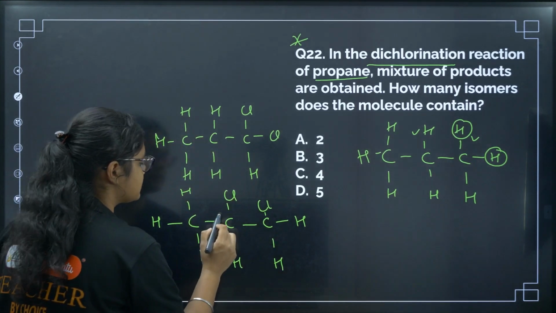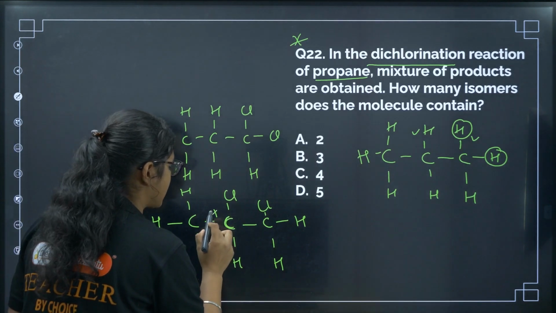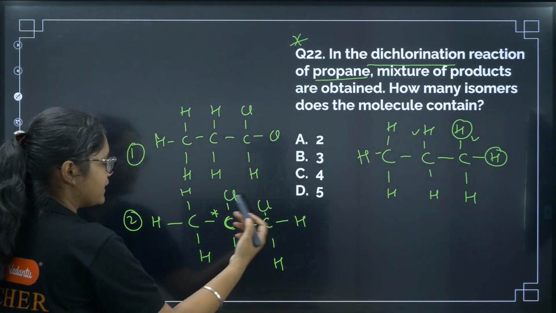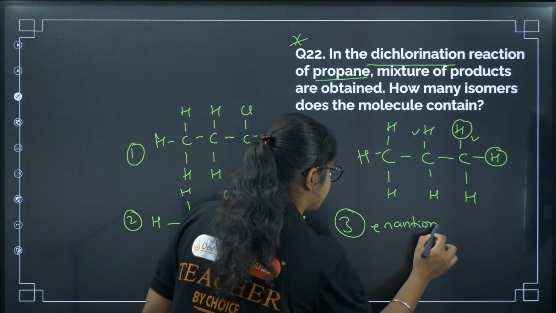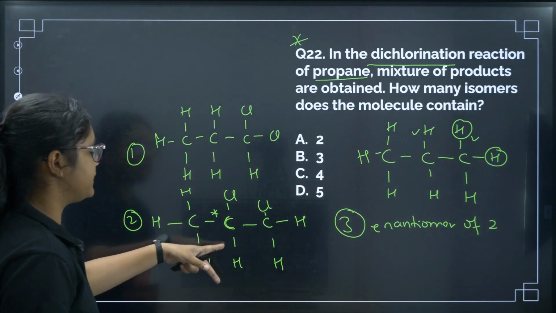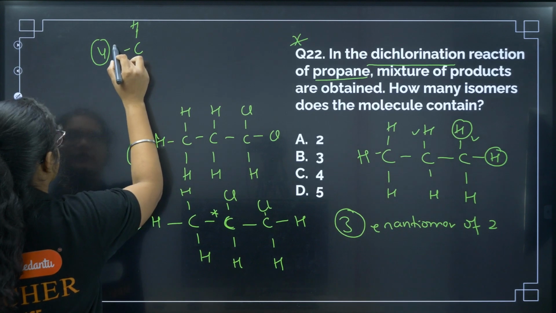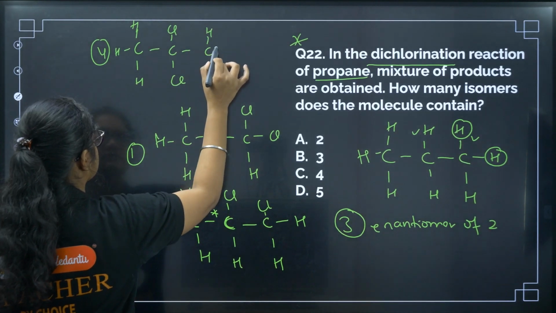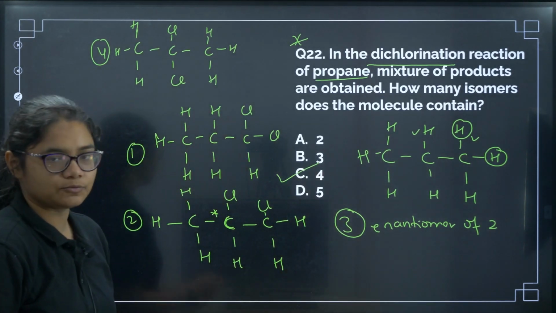Now if you see here, the question says you have to include the stereoisomers also. This carbon is a chiral carbon, so it will have its enantiomer. So this is 1, this is 2, and the enantiomer of 2 is the third one. Now one more product we can get is both the chlorines replaced on the second carbon. So that is your fourth product, CH3-CCl2-CH3. So the total number of isomers possible will be 4. Correct answer is option number C.